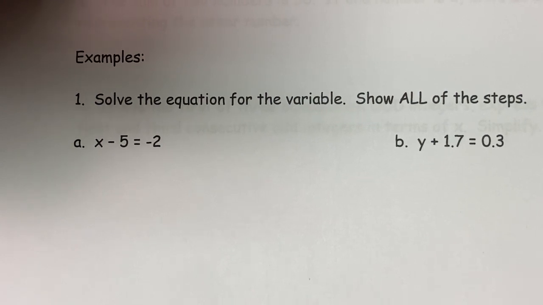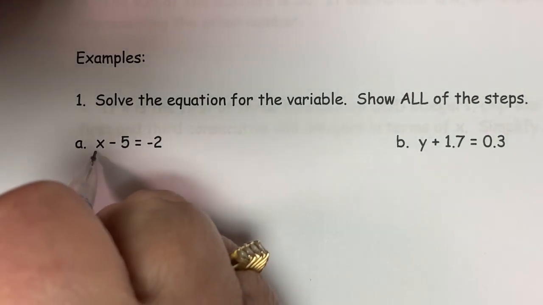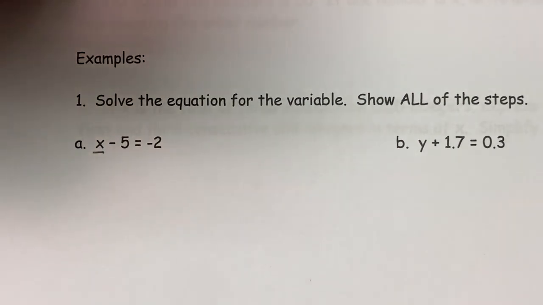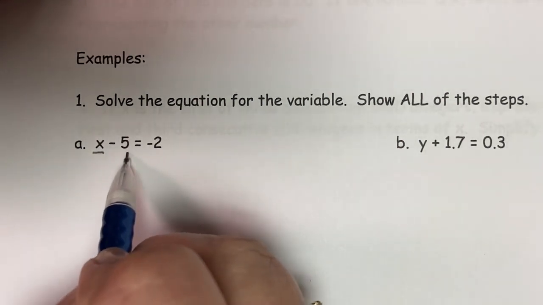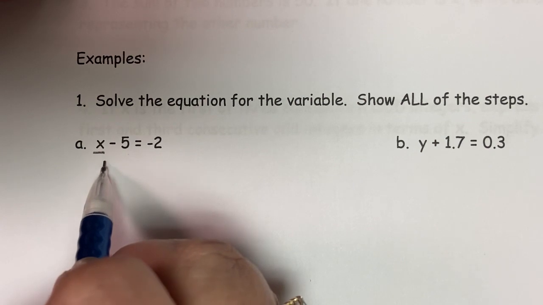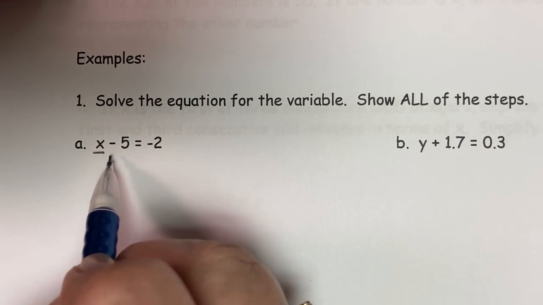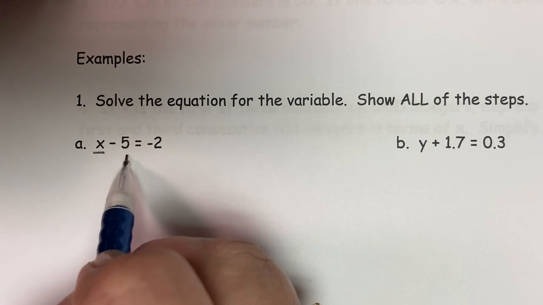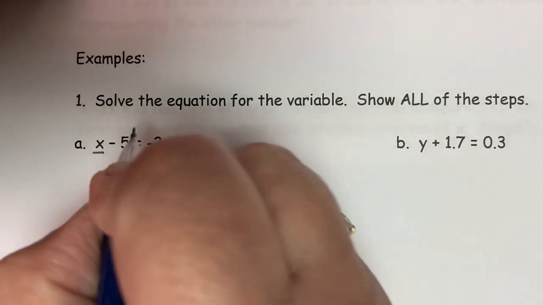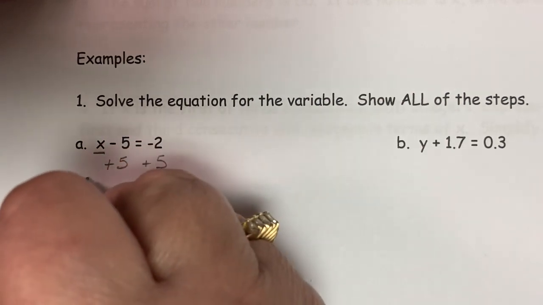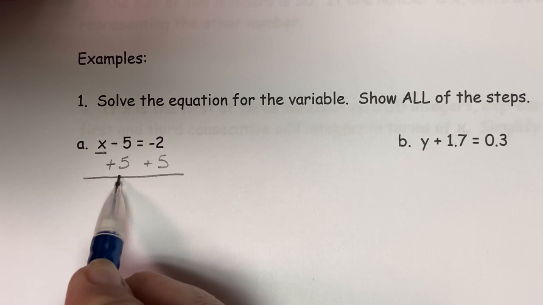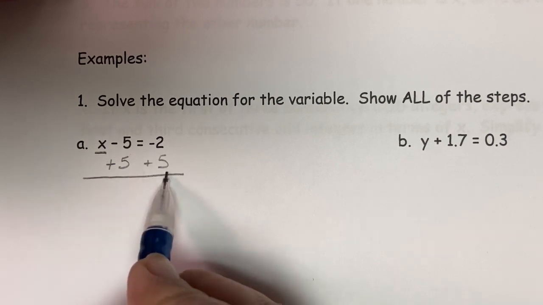The basic idea behind solving an equation is you want to isolate the variable. You want to get the variable alone on one side. What that means is you want to undo what's happening to the variable. In this case, in 1a, what's happening to the x? The 5 is being subtracted from it. To undo subtracting 5, we are going to add 5. And of course, when we add it to the left-hand side of the equal sign, we also have to add it to the right-hand side.